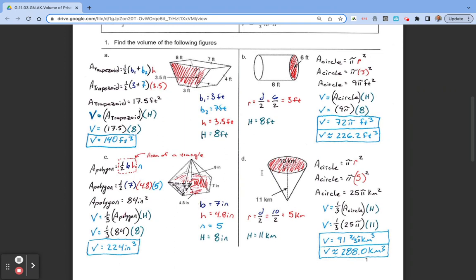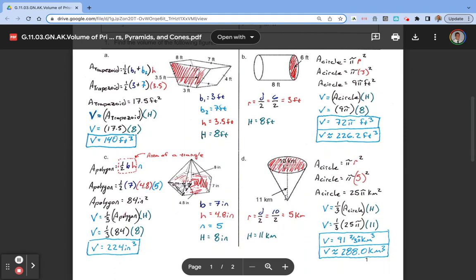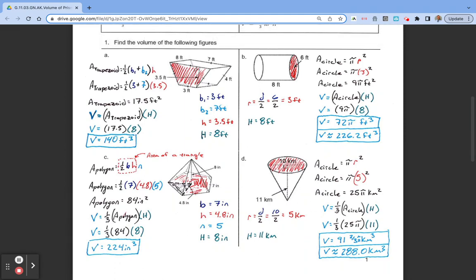Cone and pyramid, here's our cone, here's our pyramid, they both come to a point. And so when that's coming to the point, we're going to multiply by 1/3. So in this case, we have the cone. Again, we're given the diameter, and we want to calculate the radius. Radius is equal to diameter divided by 2, so the diameter was 10 divided by 2, so the radius is 5 kilometers. The area of the circle is pi r squared. Pi multiplied by 5 squared, so the exact area of the circle is 25 pi kilometers squared.